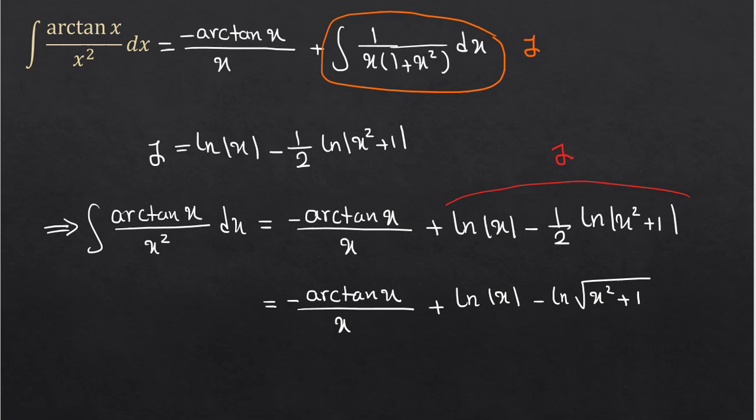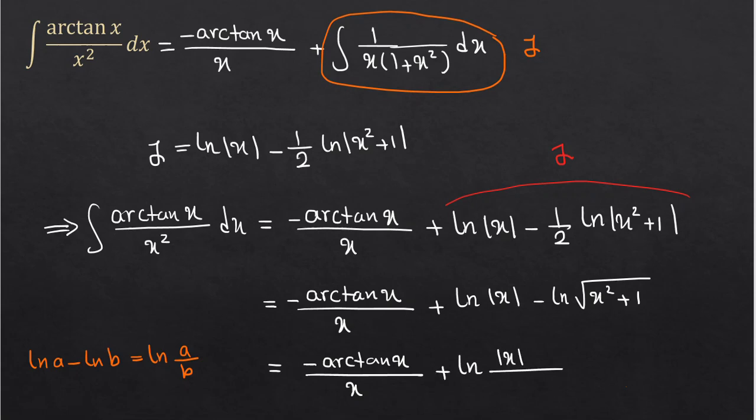I can use the rule that ln of a minus ln of b is equal to ln of a over b. So from that I have that it's equal to minus arctan of x over x plus ln of x over the square root of x squared plus 1. So that is the answer to this question.